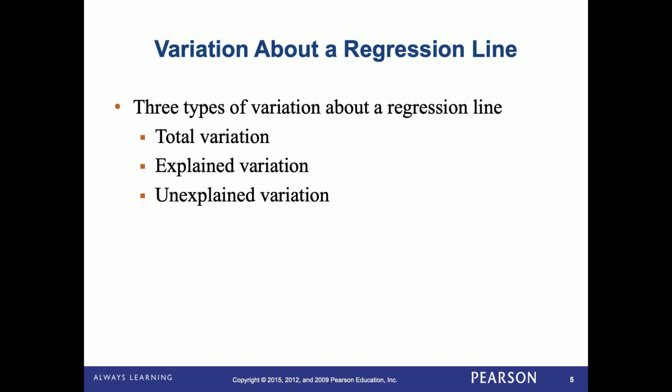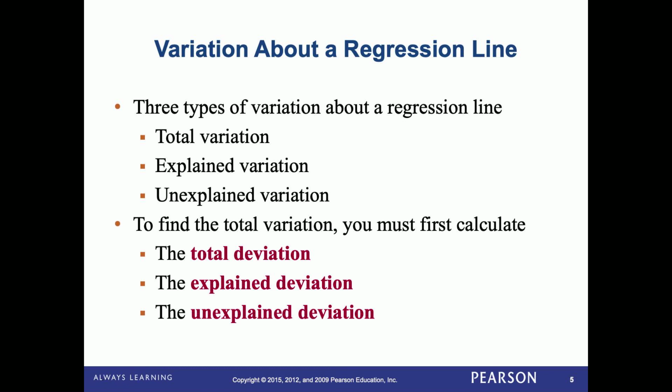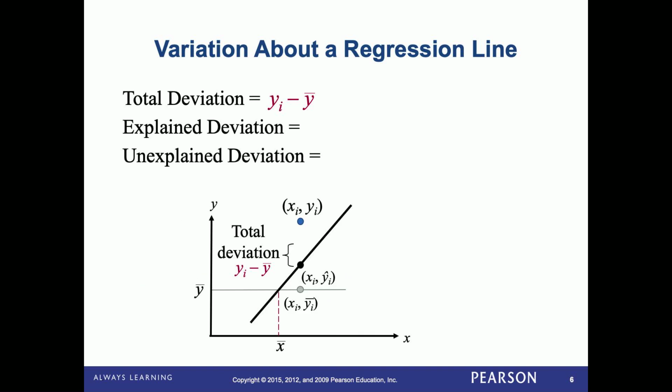All right, there's 3 types of variation about a regression line. There's total variation, which is made up of explained variation and unexplained variation. To find total variation, you first calculate total deviation, the explained deviation, and the unexplained deviation. Total deviation is the y value of your data point minus the average y.